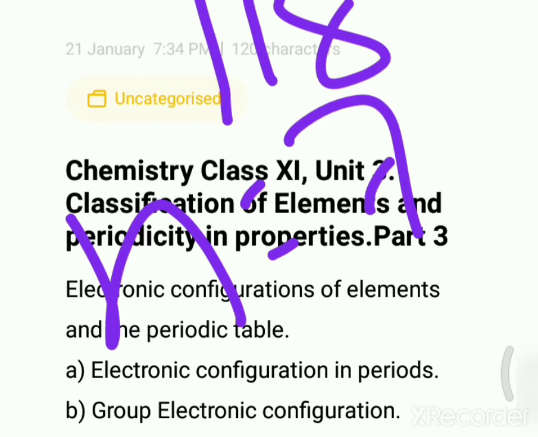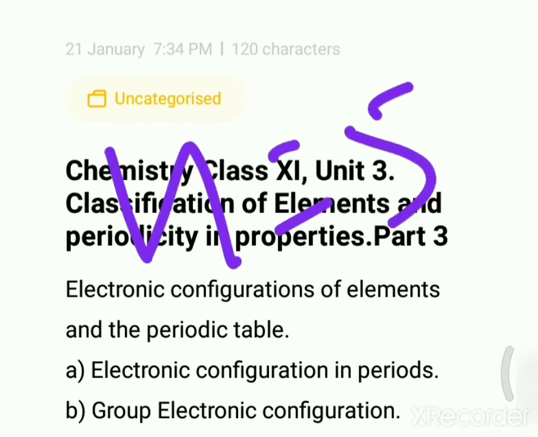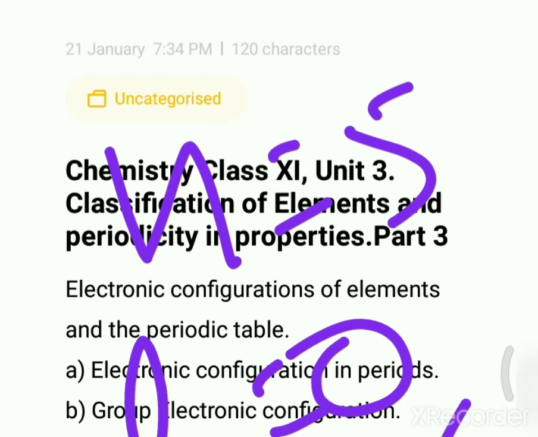Students, here we'll take one problem. How do you justify the presence of 18 elements in the fifth period of the periodic table? So how can we say that 18 elements are there in the fifth period? Here is a very simple answer. In the fifth period n is equal to 5, and when n is equal to 5, l is equal to 0, 1, 2 and 3.